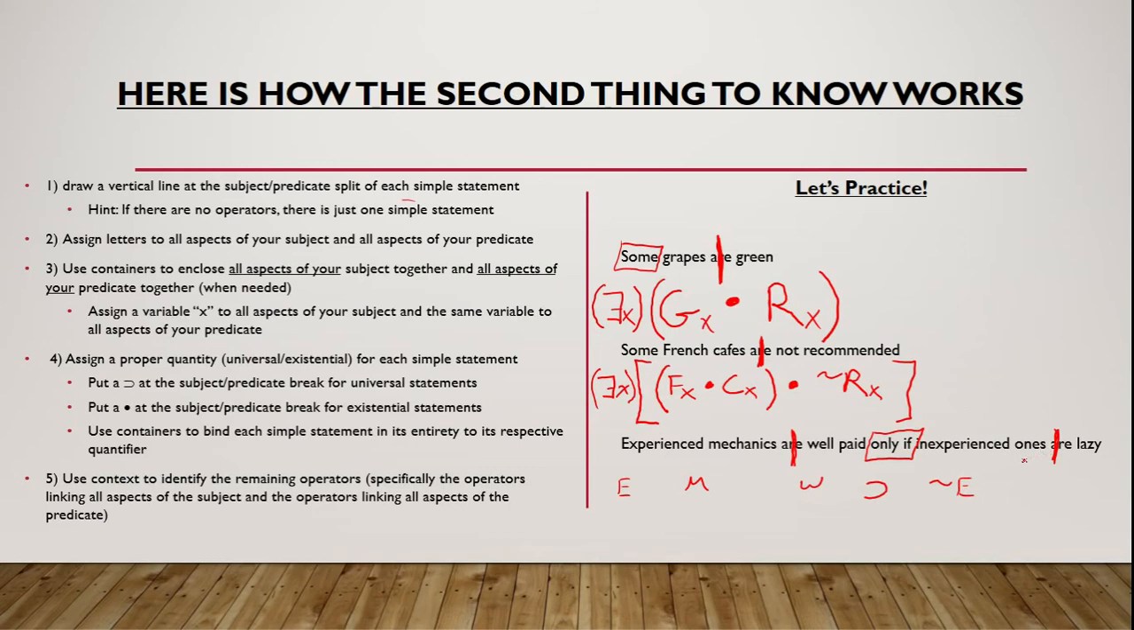And then the ones, we don't need to call it O for ones here, because really what is it pointing to? It's an inexperienced mechanic. So we're just going to call that an M as well. And then we're saying L for lazy.